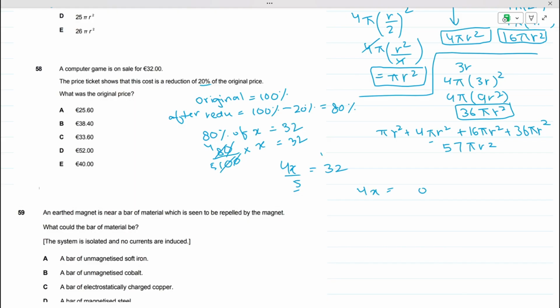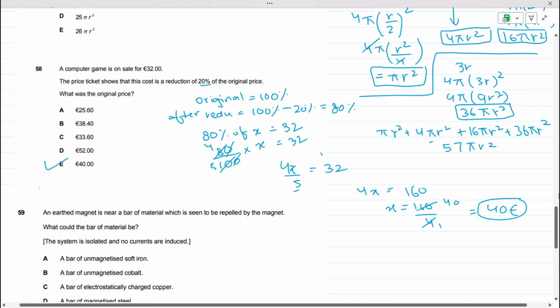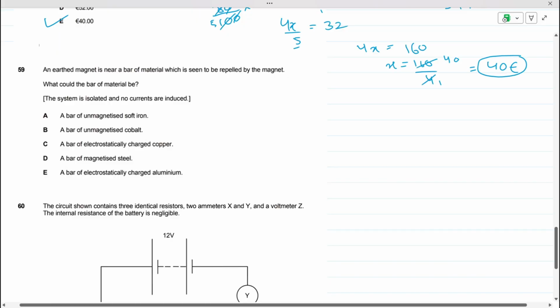5 is dividing here, when we go there it will be multiplied. So 5 2s are 10, 1 here, 5 3s are 15 and 1 plus 16. x equals 160 by 4. 4 1s are 4, 4 4s are 16 and 0 of course. So 40 euro is the original price of that computer game, which means option E is the right answer.